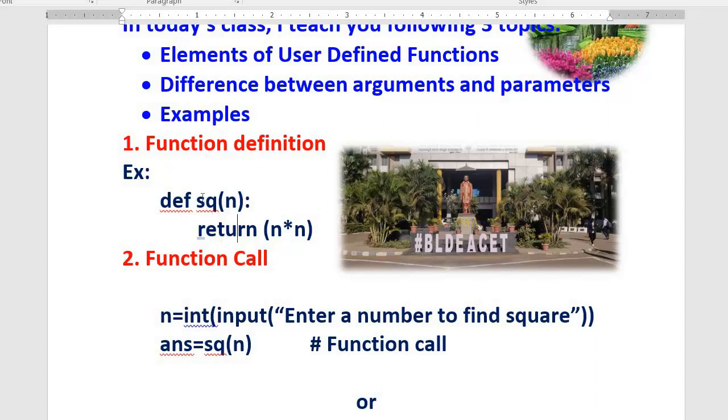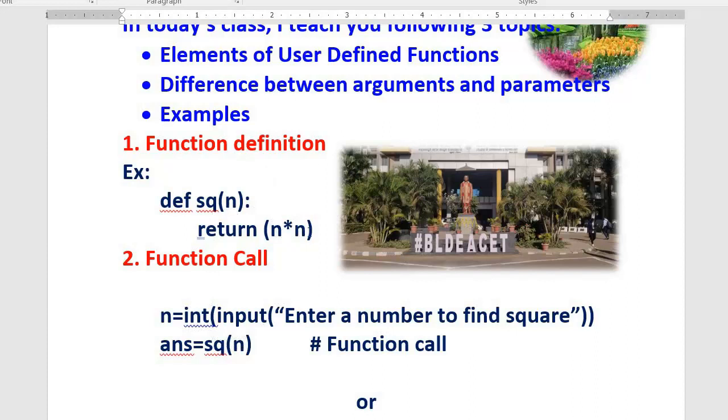See here, I have called this function in the Python main program. Here I have read a number. Enter a number to find square. The user enters one number. That number will be stored in n. That n we are passing to this square. This is the argument we are passing. n is the argument here. This n value will be transmitted to that n.